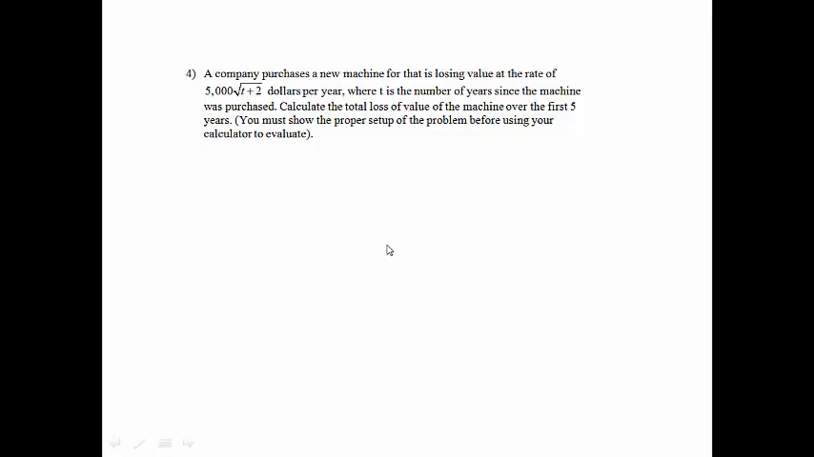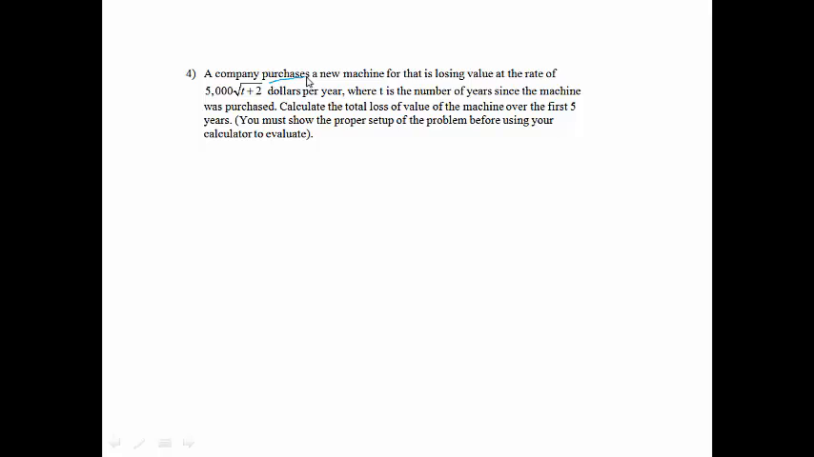Question 4. A company purchases a new machine that is losing value at the rate of 5,000 square root of t plus $2 per year, where t is the number of years since the machine was purchased. Calculate the total loss of value of the machine over the first 5 years. You must show the proper setup of the problem before using your calculator to evaluate.